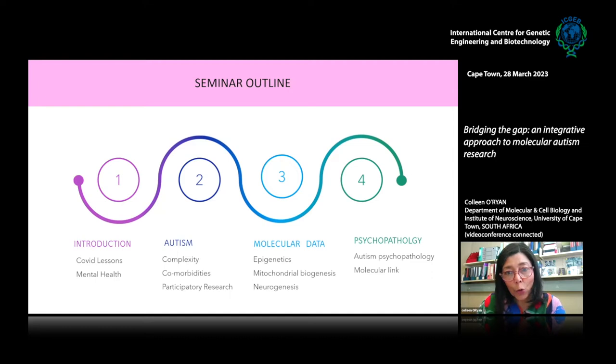The bulk of my talk will be blue-headed slides, and that's where I'll talk about my molecular data. I'll start off with an introduction, and those are the purpley slides, a general introduction just to orientate you into my kind of thinking and my kind of world. And then I'll talk to you about the phenotype, autism. And I'll end off, if we have time, about the psychopathology and trying to bridge the gap between molecular biology and the psychopathology and what really matters to autistic individuals.